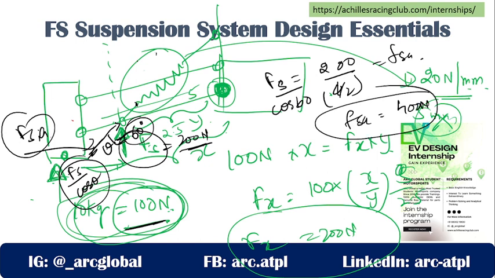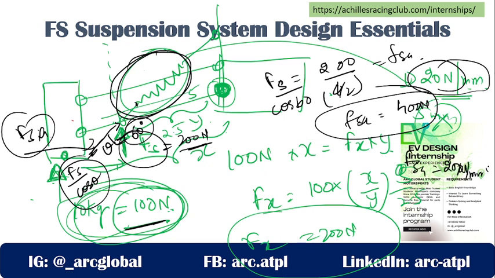400 Newton. It means the spring compressed by how much? 20 Newton per millimeter, right? Fs actual is equal to stiffness, 20 Newton per millimeter, into compression. X is equal to 20 millimeter.